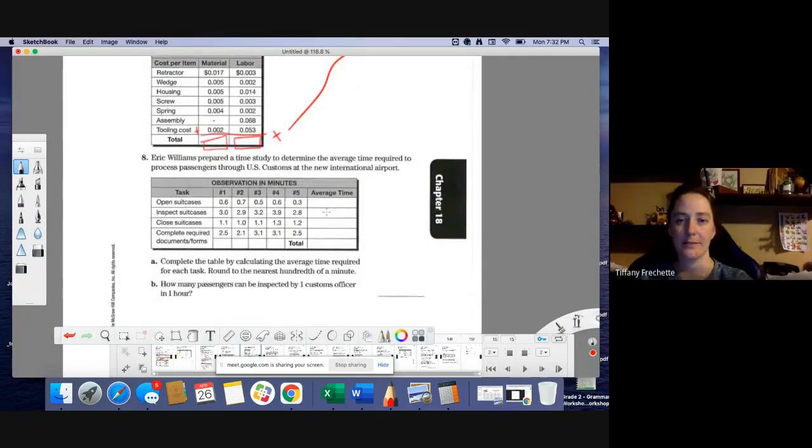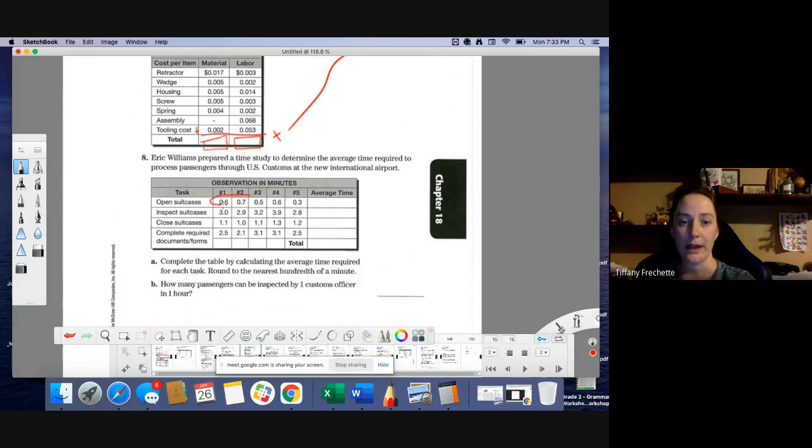All right, let's look at this time study just so that we know what to do on this one. Eric Williams prepared a time study to determine the average time required to process passengers through U.S. Customs at the new international airport. So we have opening suitcases, inspecting suitcases, closing suitcases, and completing required documents or forms. And then it says number 1, 2, 3, 4, 5. So it's the observations that he did. He did 5 different observations for each thing. And so what they want to know is the average time.